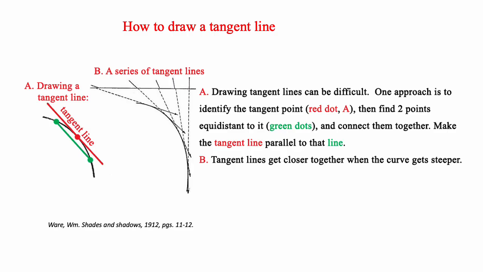The most important line for circular forms is the tangent line that just touches it at one point. Sometimes that's difficult to find, so identify 2 points on either side, connect these points, and then draw a parallel line through the point on the curve. And you could see as these tangent lines get steeper, they get closer together.